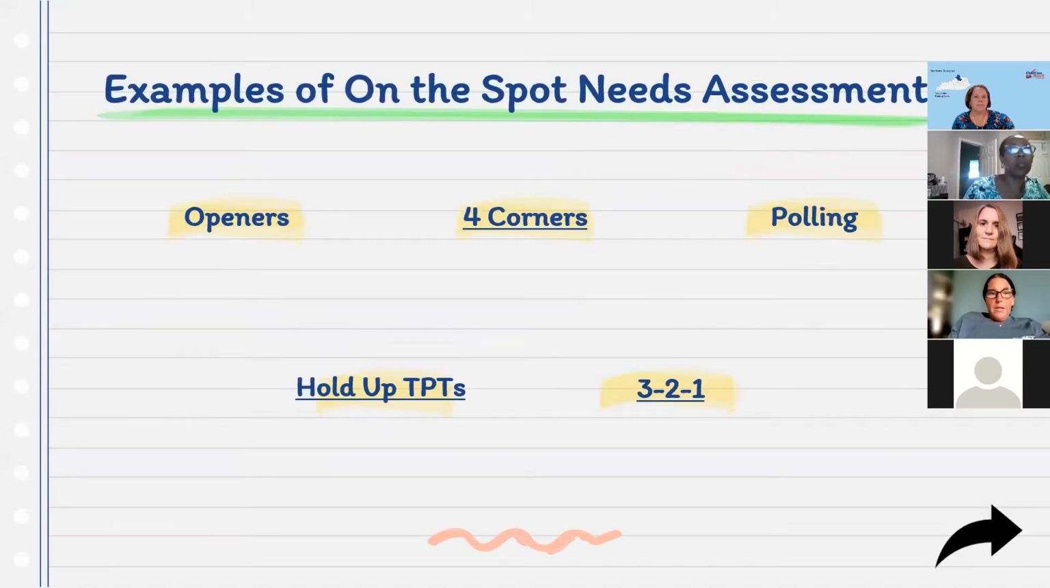So they're really good if you have a group of people that you're not really sure who all your participants are going to be and you can't have contact before. So some examples of on-the-spot needs assessments are openers, as I mentioned earlier. And we're going to demonstrate Four Corners for you.